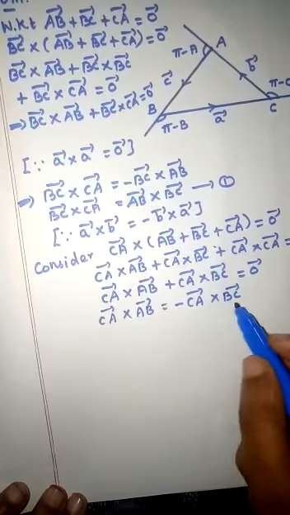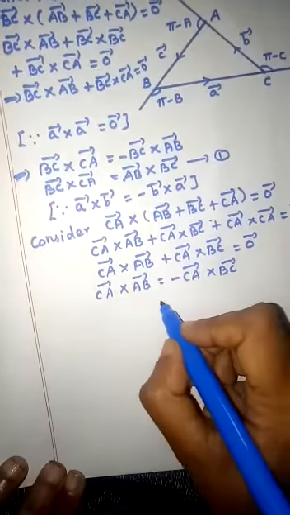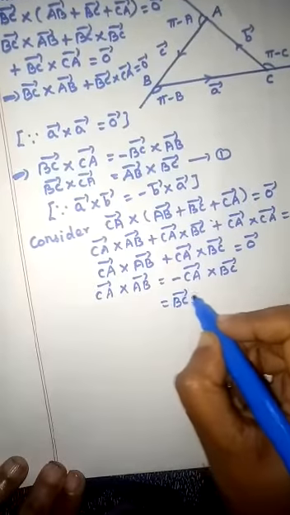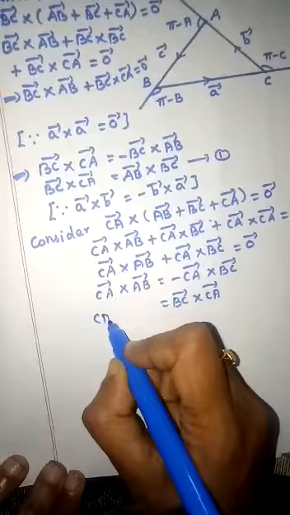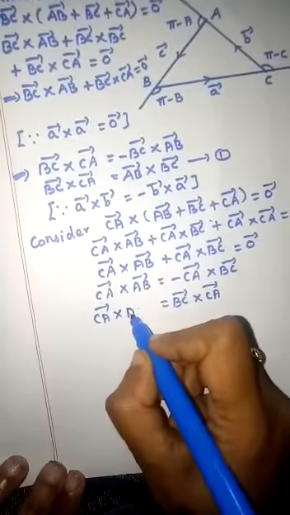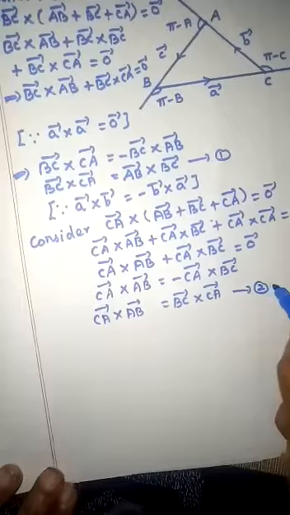So now you can interchange both. You will get a minus sign. Minus into minus will become plus. So it is equal to BC vector cross CA vector. Here we have CA vector cross AB vector. Okay, this you mark as equation 2.